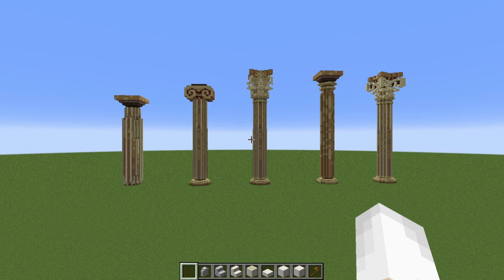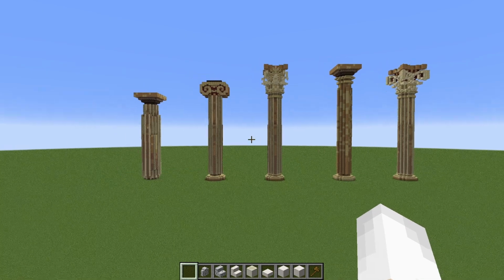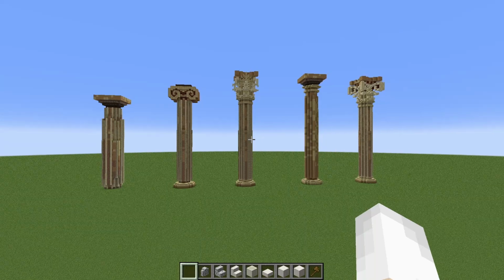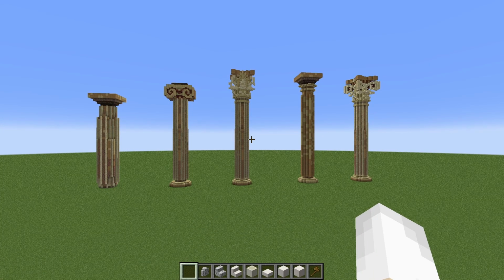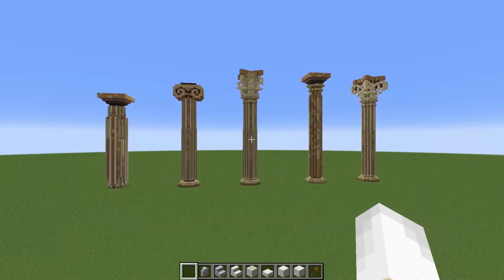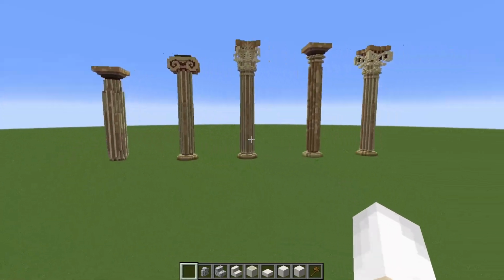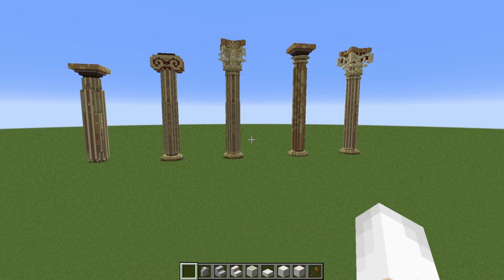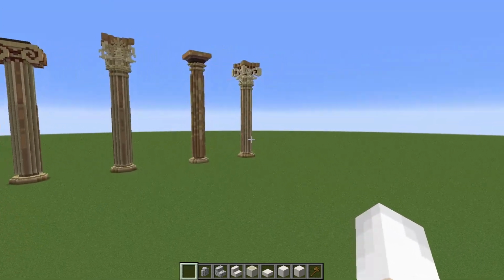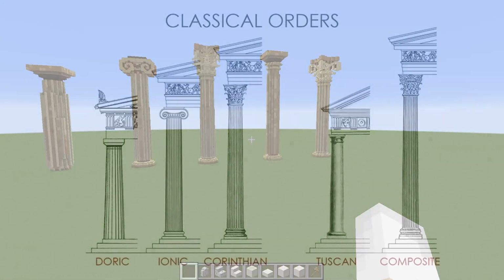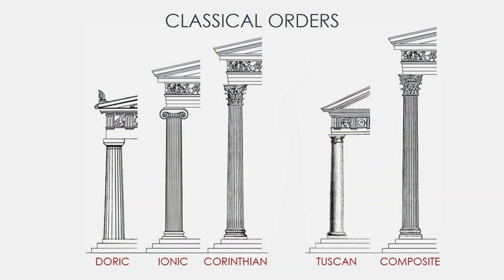Alright, now we're going to focus more on what your columns should look like, so we're going to talk about the classical orders of architecture. The classical orders are distinct building styles that arose in ancient architecture and are often distinguished by the way the columns looked. There are 5 different orders, though technically only the first 3 are Greek and the last 2 are Roman, but they're still worth talking about. The orders are Doric, Ionic, Corinthian, Tuscan, and Composite. So let's go ahead and go through each of them.